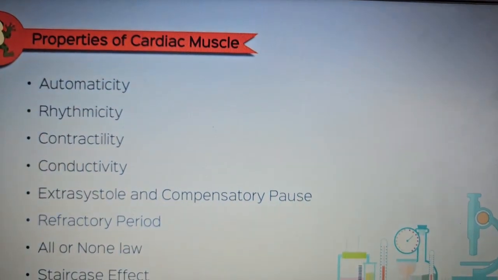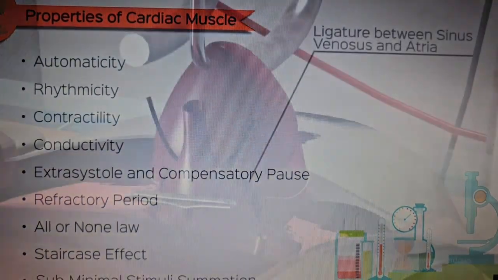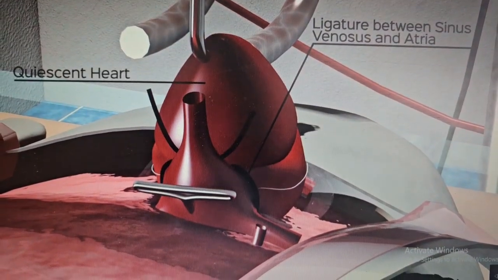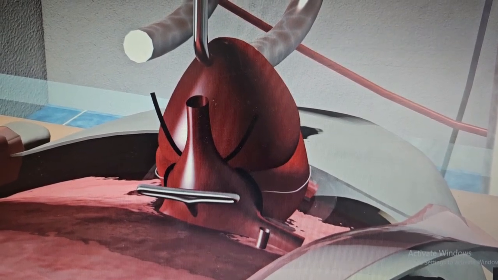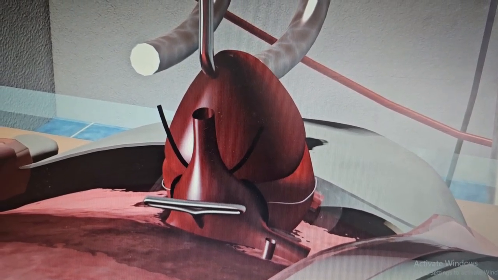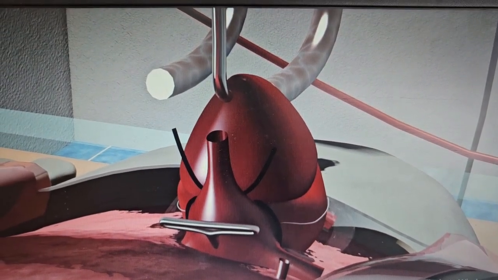Let us now learn about the refractory period. We can understand the refractory period better on a quiescent heart. We make the frog's heart quiescent by tying a ligature tightly between the sinus venosus and the atria. This prevents the impulses from the sinus venosus from reaching the atria or ventricles, and for some time the atria and ventricle do not contract.